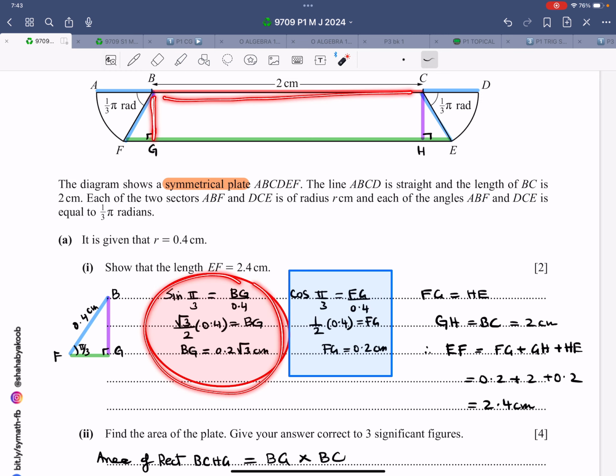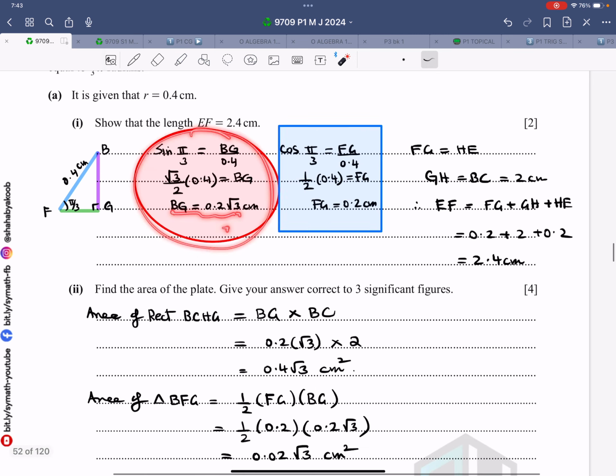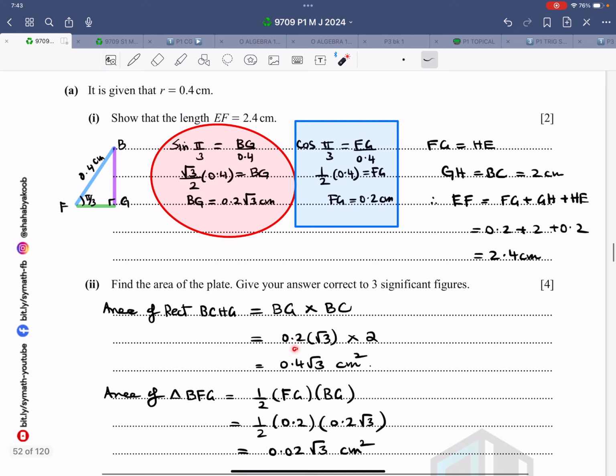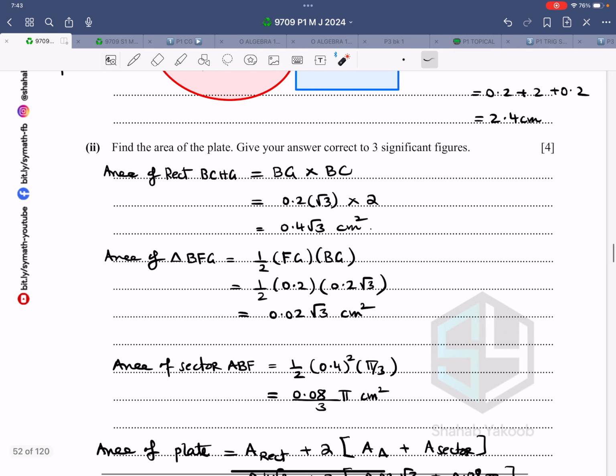Now BG was calculated earlier. So I have the exact value. So that is 0.2 into root 3 multiplied by 2. That is the area of the rectangle. I have again written the answer in the exact form.